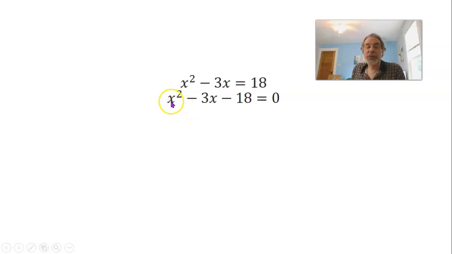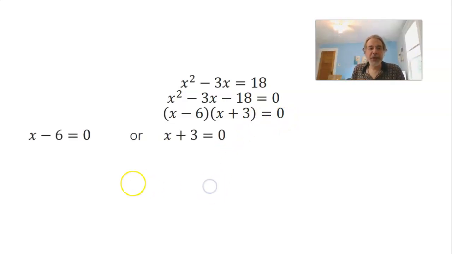Remember, the factors both start with x and they end with numbers that multiply to negative 18 and that add to negative 3. So the factors are x minus 6 times x plus 3 equals 0. Now we split it up into the two separate equations. X minus 6 equals 0, or x plus 3 equals 0. And then solve each of those equations. Get x by itself on one side equal to whatever number it's equal to.